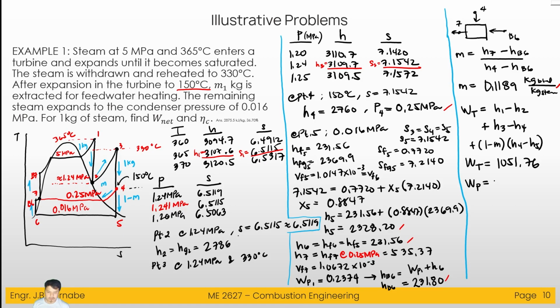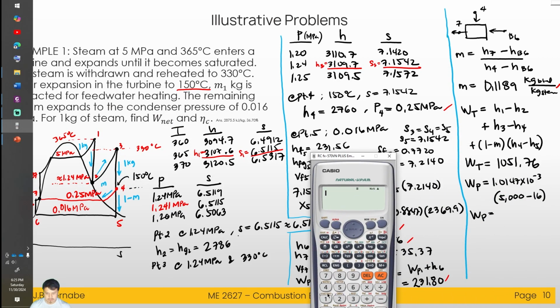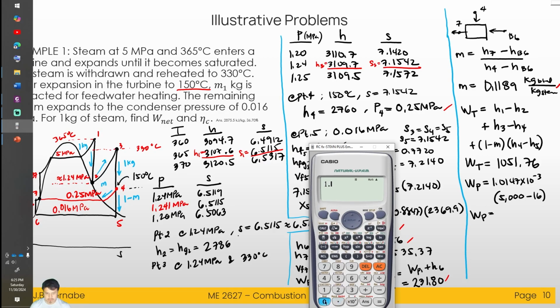So yung total pump work is just the V6, no? The V6 multiplied by the pressure difference. I'll write this down: 1.0147 times 10 to the negative 3 multiplied by the pressure difference. So we have 5,000 kPa or 5 megapascals and 16 kPa or 0.016 MPa. Okay, sige. Solve this.